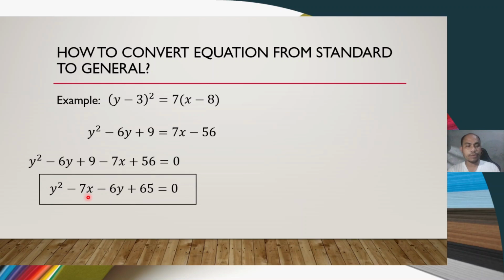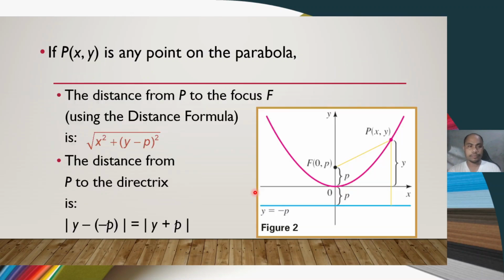Bakit 7x ang nauna, sir? Because in alphabetical order, mauna talaga si x bago si y. Pero, tingnan natin kung pareho ba kanilang degree. Kung pareho kanilang degree, mauna talaga si x. Then, the last will be the constant. So, our final answer will be y squared minus 7x minus 6y plus 65 equals to 0.